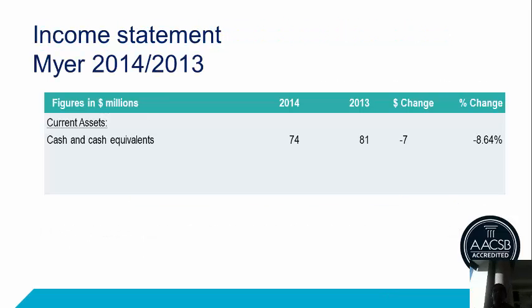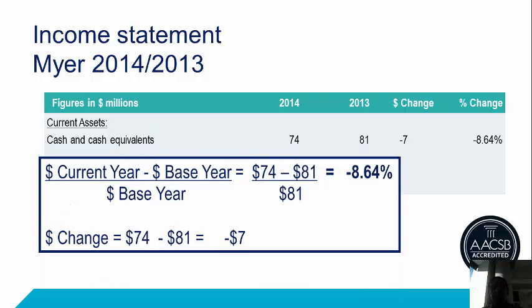So, Myer's income statement. Here's an example of horizontal analysis. The figures are in millions, guys. You might note just from this table here, in 2013, cash and cash equivalents were $81 million. In 2014, they're $74 million. That change of $7 million represents an 8.64% reduction in cash holdings from 2013 to 14, 81 down to 74, a drop of 8.64%. How do we get 8.64%?